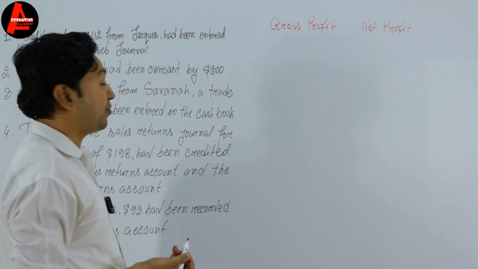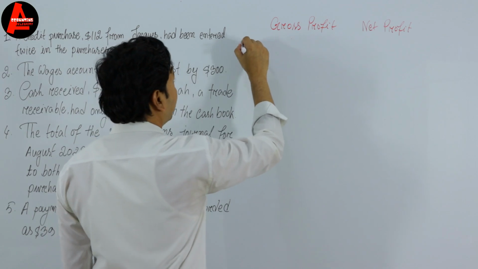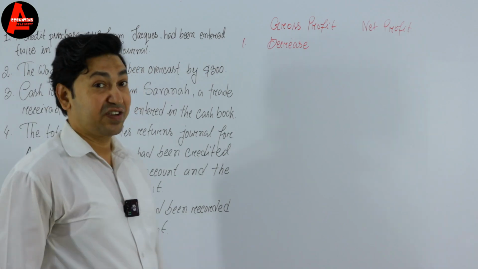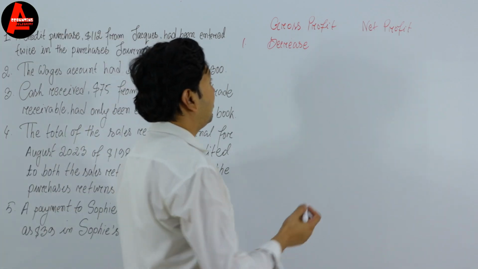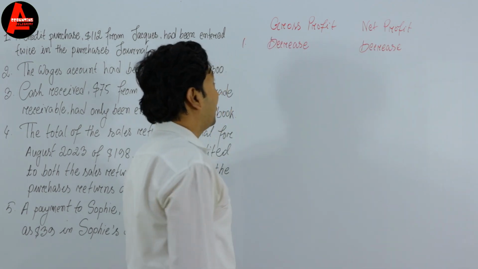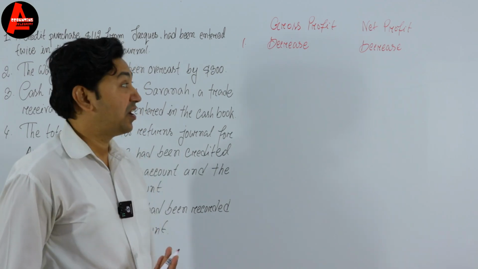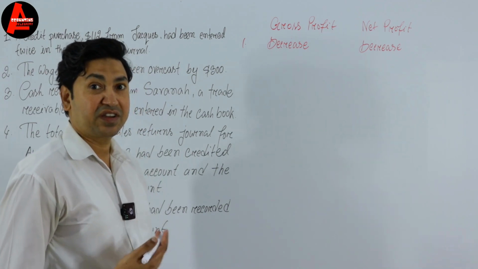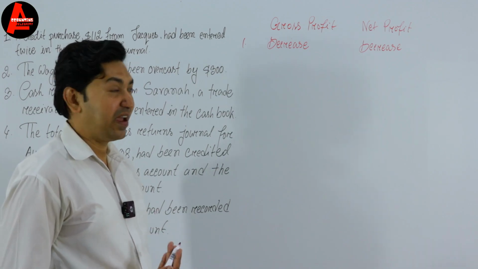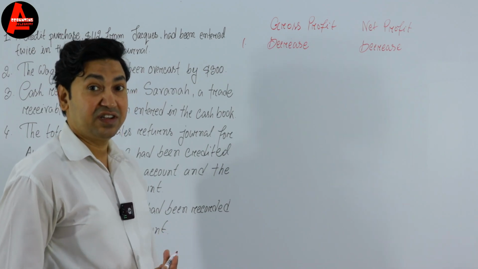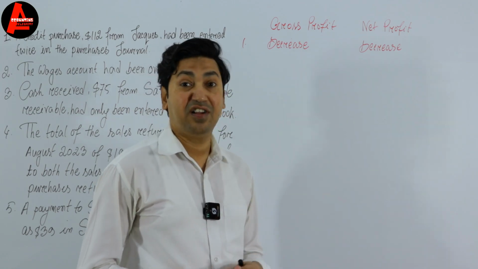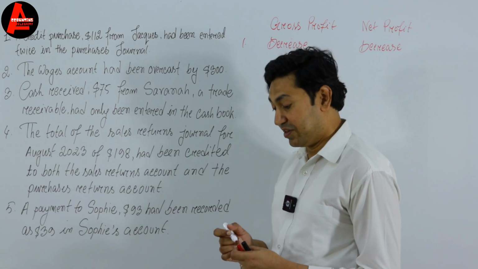So for this transaction number 1, we see gross profit will decrease. And if gross profit decreases, definitely net profit will also decrease. Okay, so why does gross profit decrease? We take purchases in the first part of the income statement, the trading account section, yeah? We show this one as an expense. So here expense is increasing, which means the gross profit will decrease. As a result, net profit will also decrease, okay? Good.